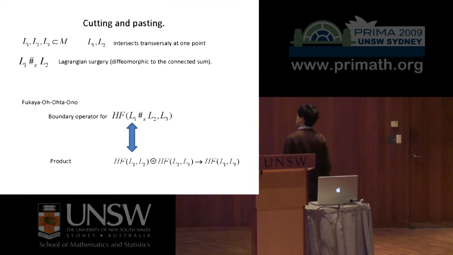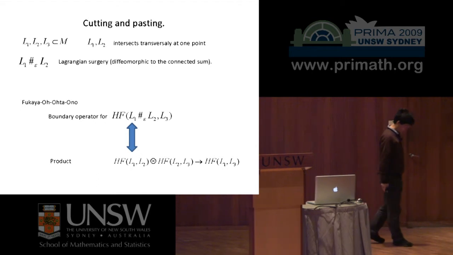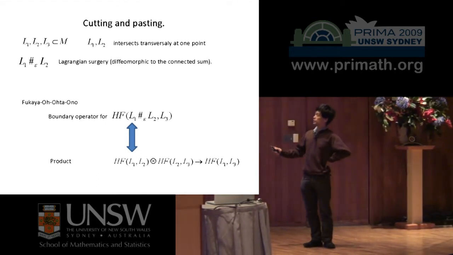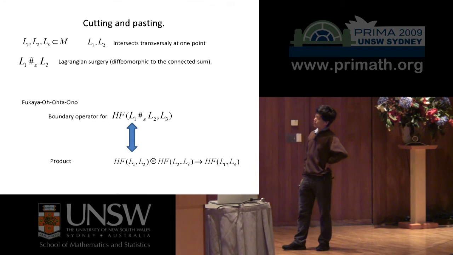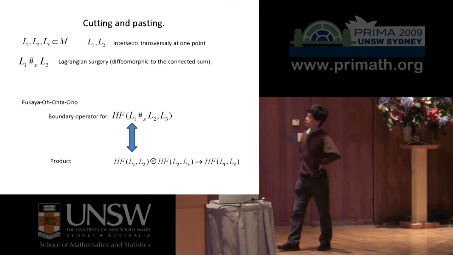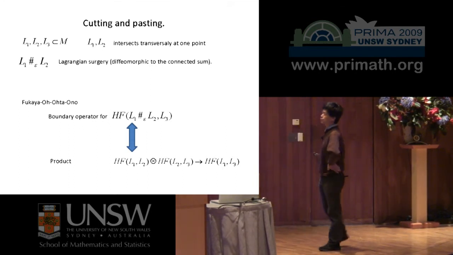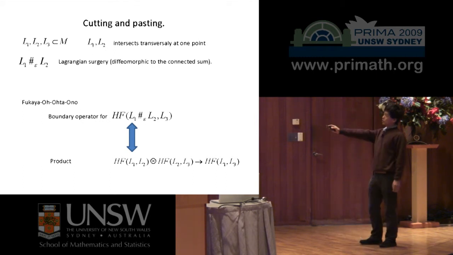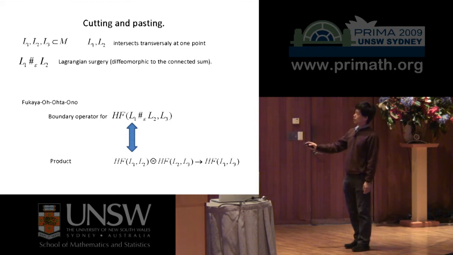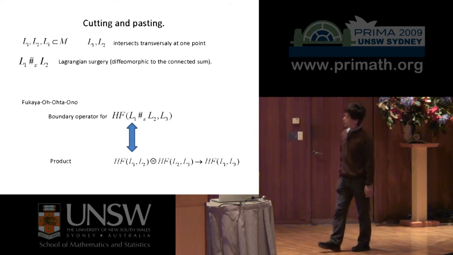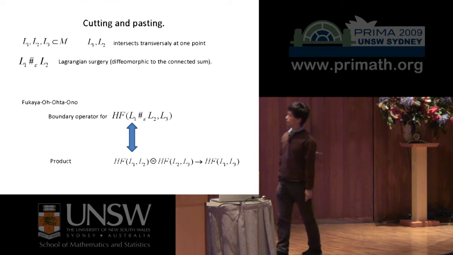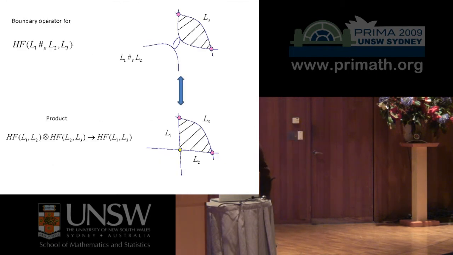So I want to explain another technique to calculate Lagrangian Floer theory: cutting and pasting. As far as Lagrangian Floer theory is concerned, this cutting and pasting is still at a very primitive stage, but we can do something. The problem is, suppose you have three Lagrangian submanifolds in M, and you assume two of the Lagrangian submanifolds intersect transversally at one point. Then we can take something called Lagrangian surgery. It is diffeomorphic to the connected sum. Maybe a figure is better to see.